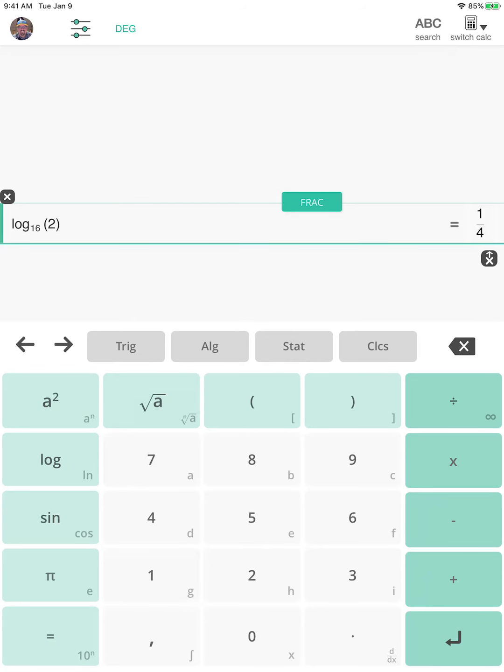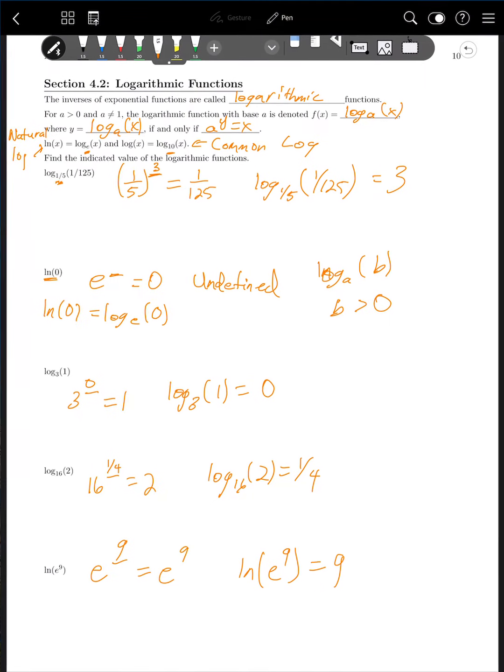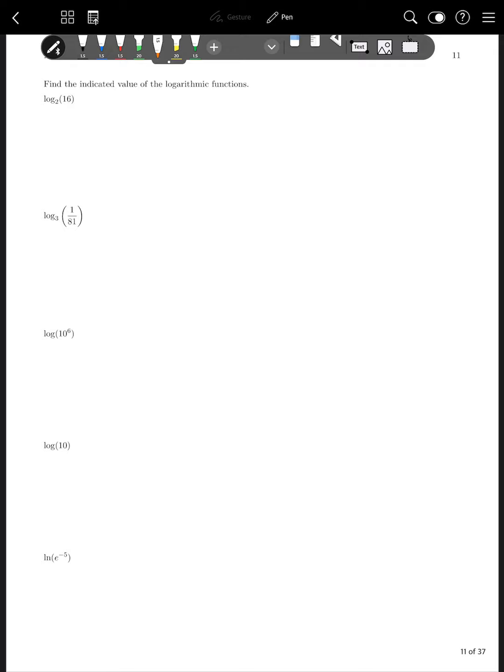So what I'd like you to do now is flip over to the next page, pause the video, and try these. First, try doing them without a graphing calculator, and then you can check your answer with the calculator before you start the video back up.